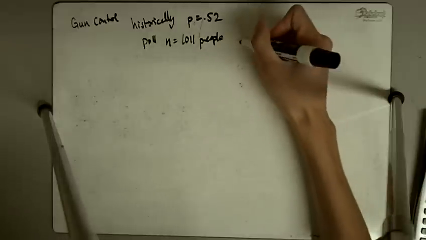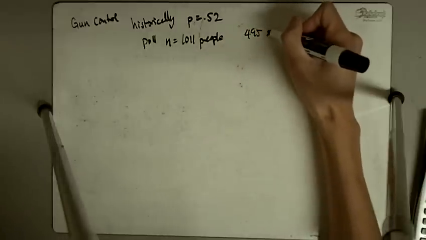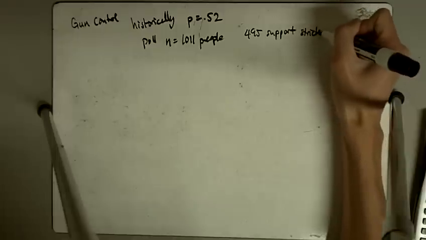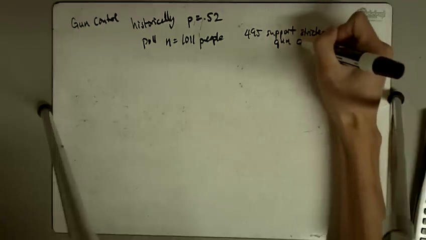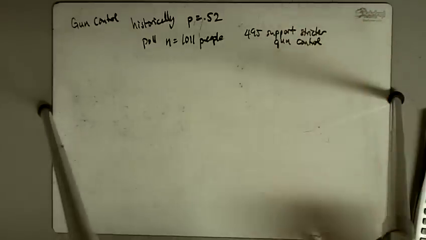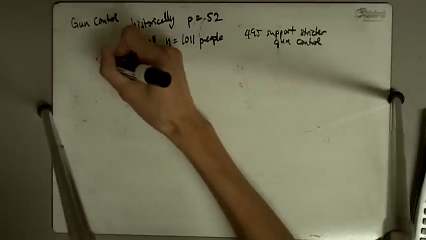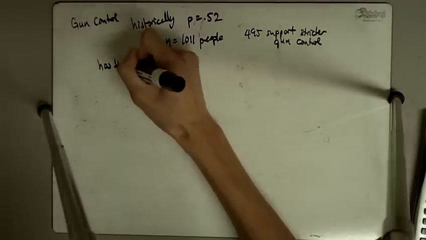and 495 support stricter gun control. Okay, and it says assume the poll was given to a random sample of people. Test the claim that the proportion of those favoring stricter gun control has changed. So has the proportion changed is the question.